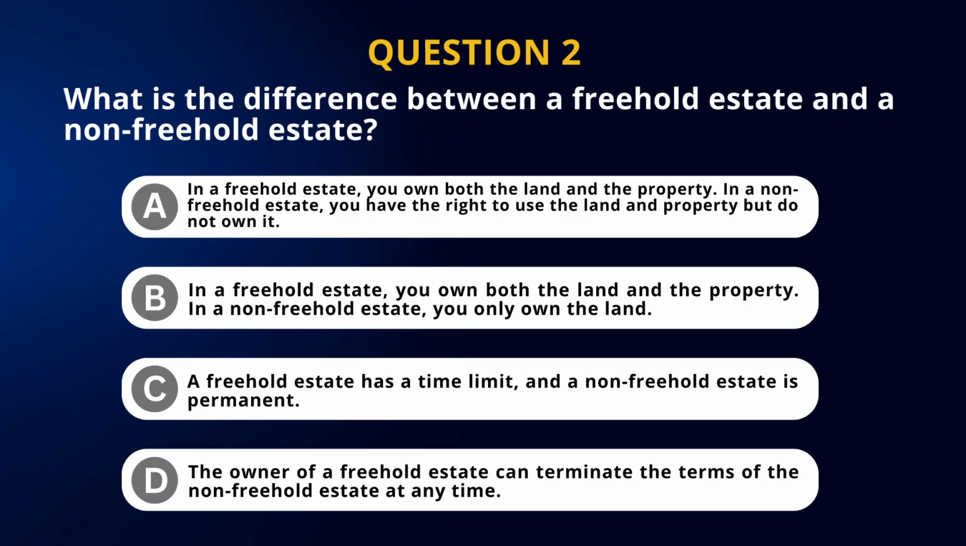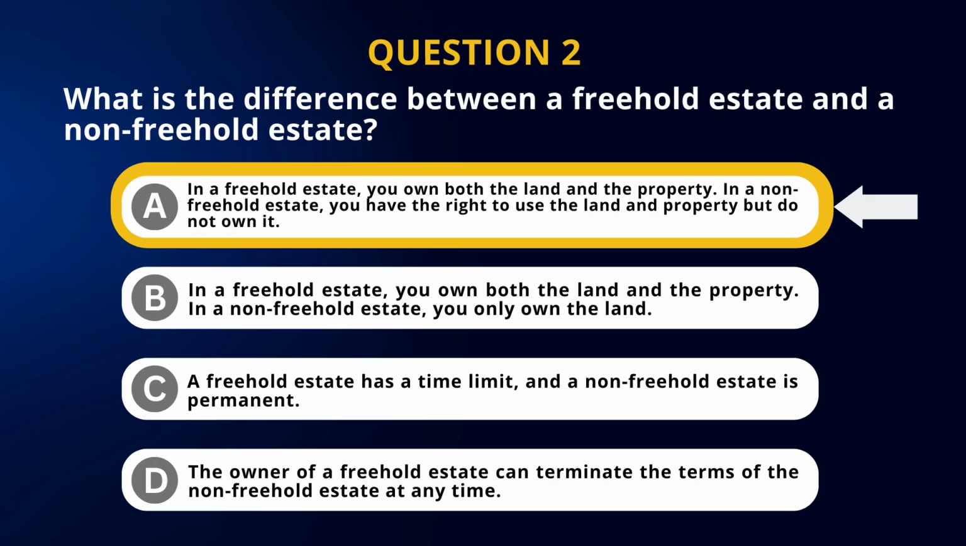And the answer is letter A. In a freehold estate, you own both the land and the property. In a non-freehold estate, you have the right to use the land and the property, but do not own it. So another secret phrase for freehold versus non-freehold: a non-freehold estate is also known as a leasehold estate. So if you go back now and read that definition and then check that it can be substituted for a leasehold estate versus a non-freehold estate, then you'll understand it a little bit better, that they're the same thing. Non-freehold estates are leasehold estates, and they go from there.